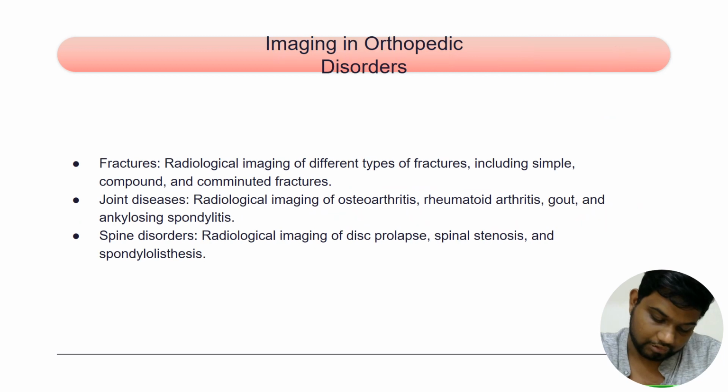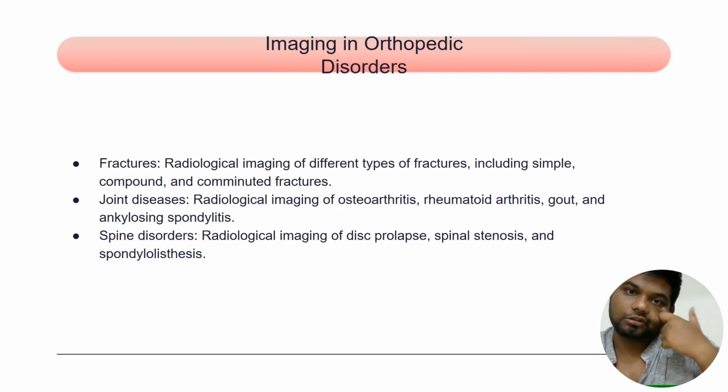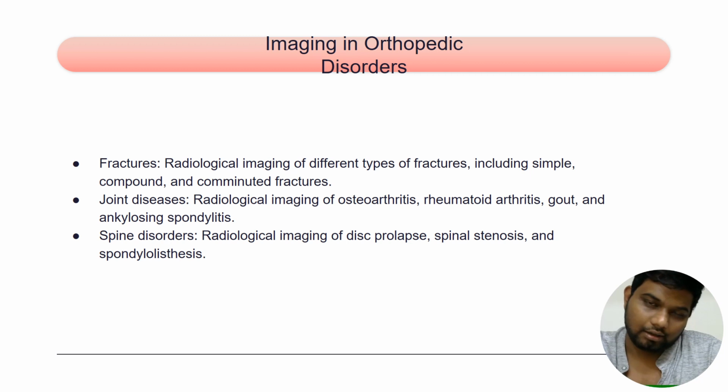Speaking about the next area, imaging in orthopedic disorders. Images in orthopedics hold the highest value here, because most of the questions from orthopedics can be integrated with radiology. They may give you an X-ray of a fracture and ask what type of fracture it is, or what the name of the fracture is. For example, if they give you a dinner fork deformity and ask what fracture is associated with it, you should always know that it's a Colles fracture.